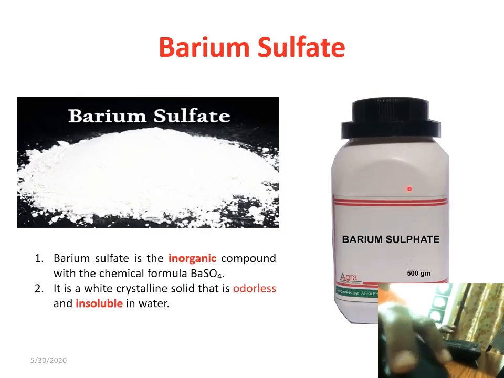So what is barium sulfate? Barium sulfate is an inorganic compound with the chemical formula BaSO4, and it is a crystalline solid, odorless, insoluble white compound.